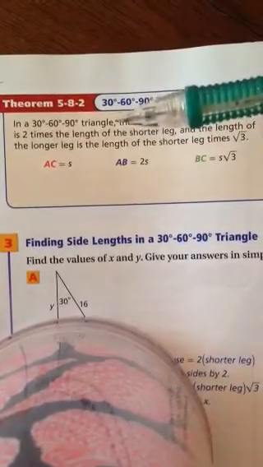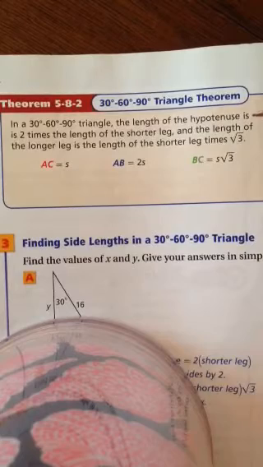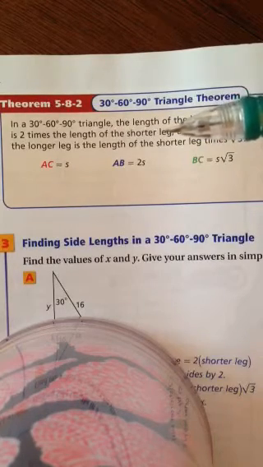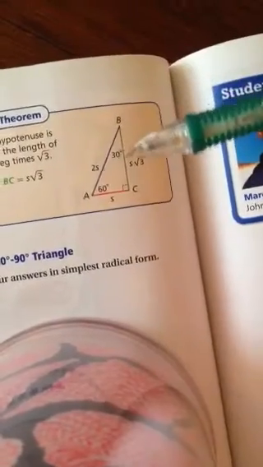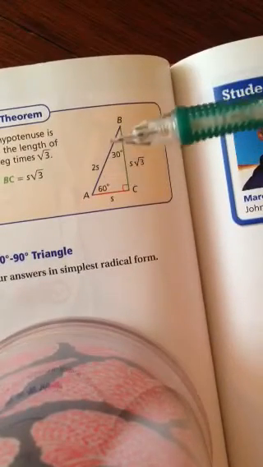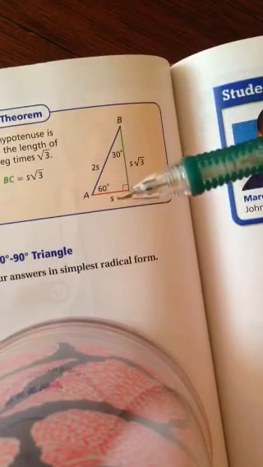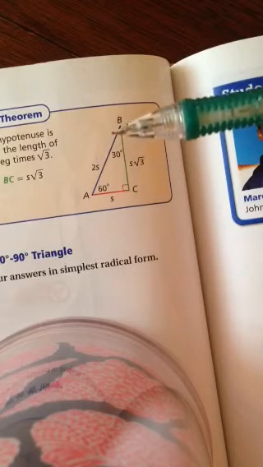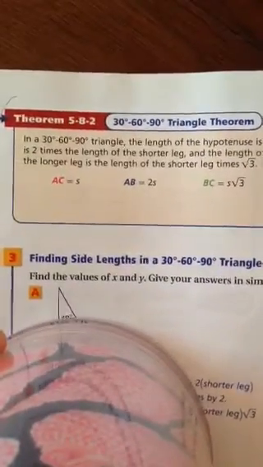In a 30, 60, 90 triangle, the length of the hypotenuse is always going to be 2 times the length of the shorter leg. Let's look at our triangle and see that. The length of the hypotenuse is going to be 2 times the shorter leg. So if the shorter leg is S, then the hypotenuse is going to be 2 times S, or 2S. And we'll keep reading for the other relationship.